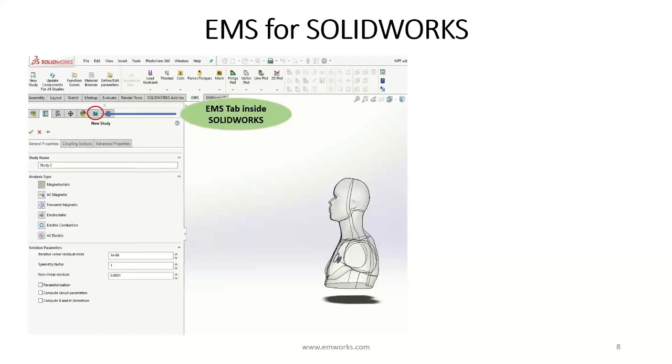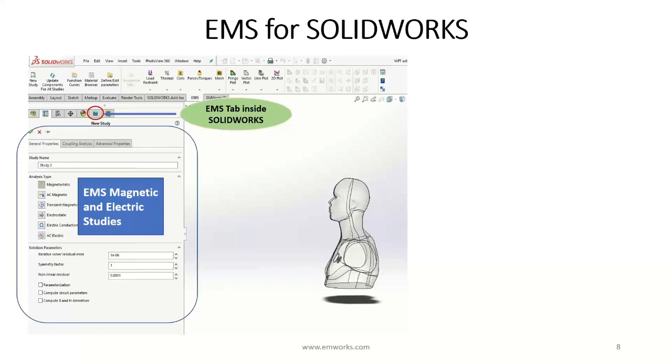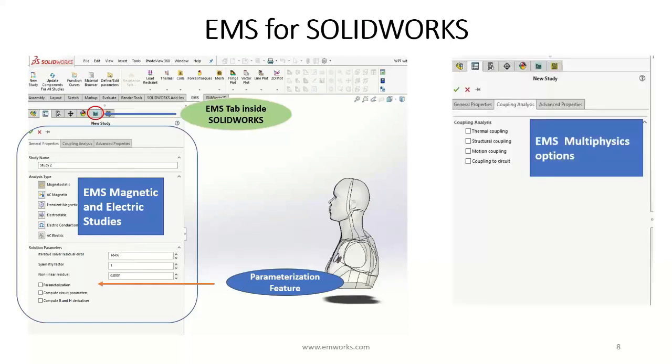This screenshot shows the property page when a user clicks to create a new study. We can see the different study options. We have 6 modules, including 3 magnetic modules and 3 electric modules. The parameterization feature can be enabled through this page also. It helps to parameterize either geometrical or simulation variables. At the left, we can see the multi-physics options of EMS. EMS provides a few great multi-physics solvers like thermal, linear static, and mechanical motion. In addition to these solvers, we have the circuit coupling features.